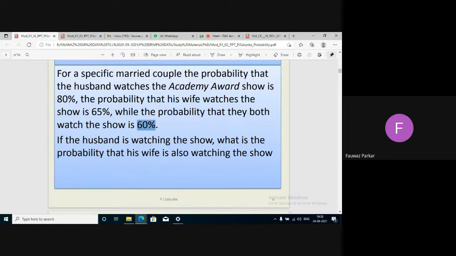If the husband is watching the show, that means this probability, which was 80%, the event has already occurred. The husband is watching the show. So 0.8 will come in the denominator. Fine. What will be in the numerator? What is the probability that the wife is also watching the show? A intersection B will come in the numerator.